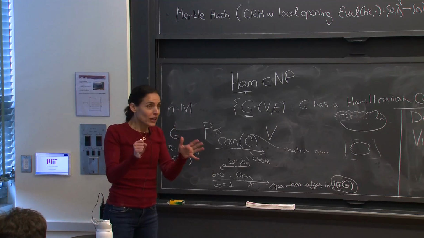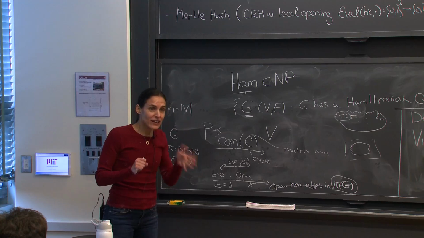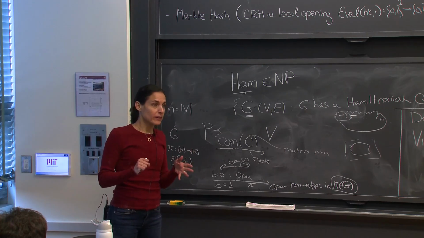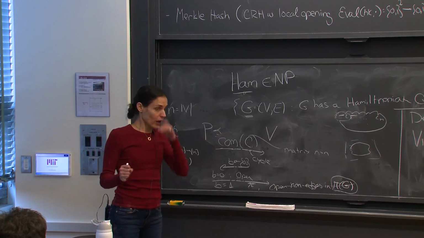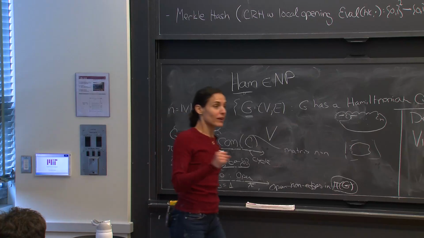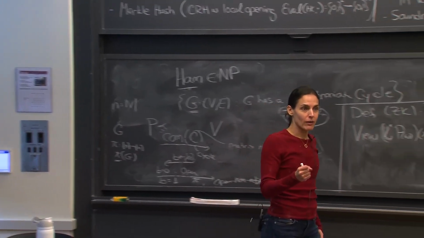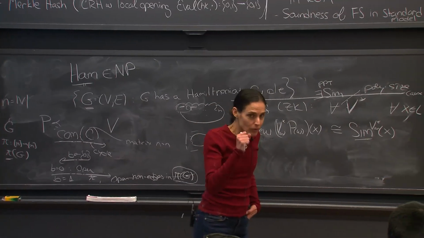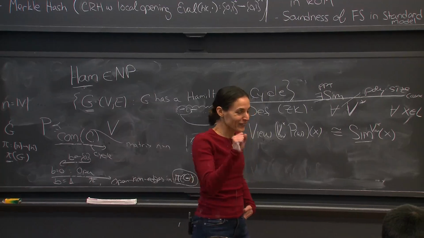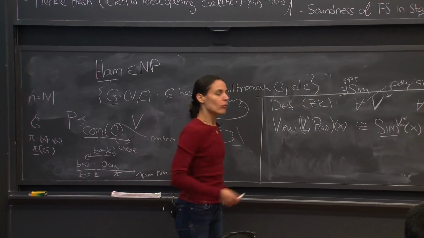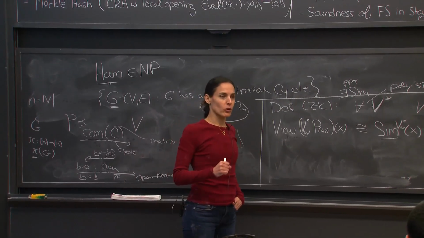Now, if every single time I'm accepted, you're pretty convinced. The probability that I can cheat is 1 over 2 to the lambda, because every time, with probability half, you catch me. If I did all of them correctly, it's very negligible. It's exponentially small. Now, I want to argue I can cheat in the random oracle model.